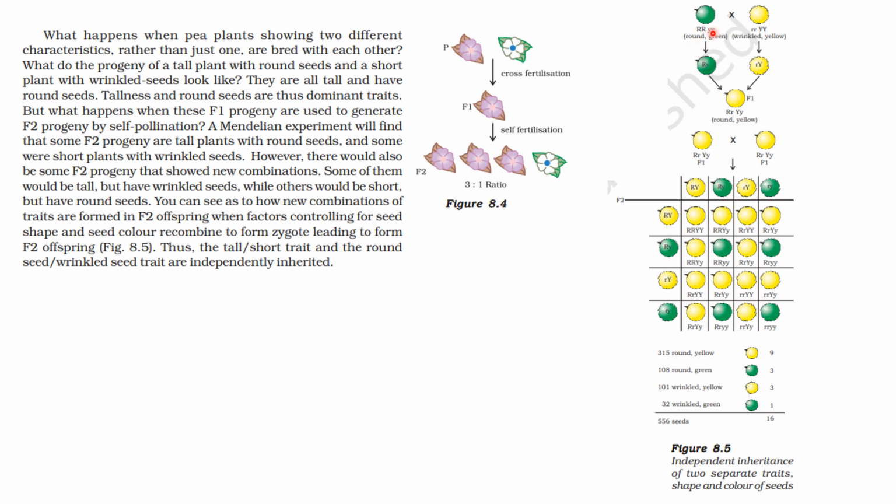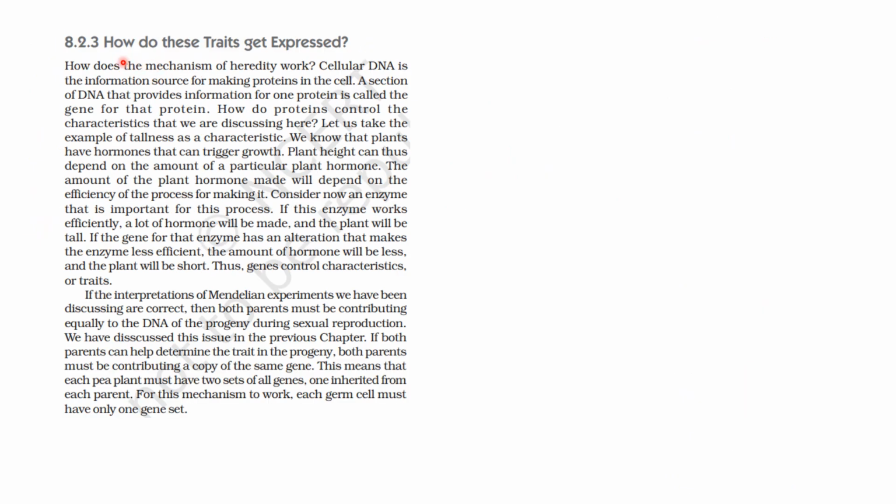राउंड R R, ग्रीन Y Y, ठीक है, रिंकल्ड r r, येलो y y. तो इनको आपने क्रॉस ब्रीड कराया, you obtain R r Y y. This is F1, you get this. Now F1 आपने सेल्फ फर्टिलाइजेशन कराया, you obtain this F2. तो इसमें you have a huge variety, means variations you can see here, right? So we can understand how do these traits get expressed.